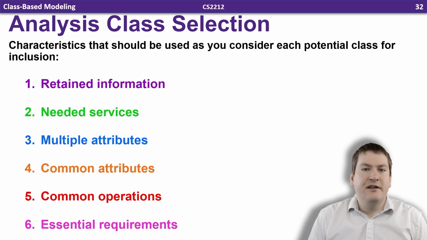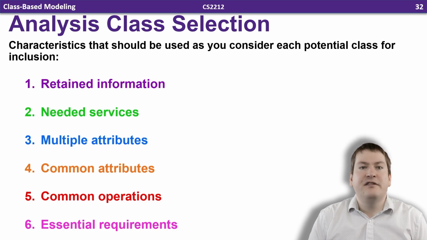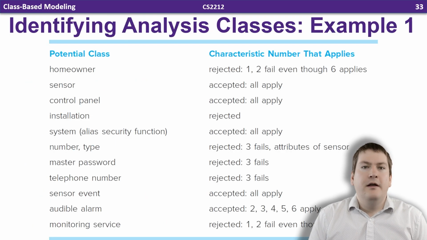Rule 6, essential requirements. External entities that appear in the problem space and produce or consume information essential to the solution will usually be defined as an analysis class in the model. Okay, I know that's a lot to take in, but if we apply these heuristics to our table of potential classes, we are able to filter out a few that we don't need, at least not yet.